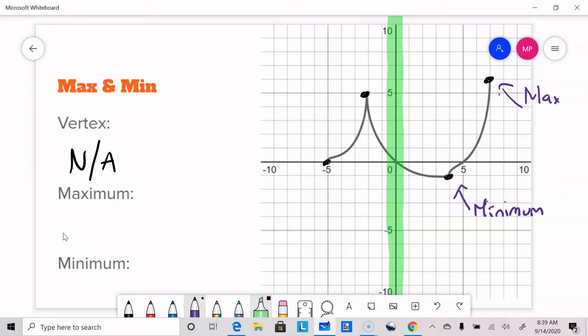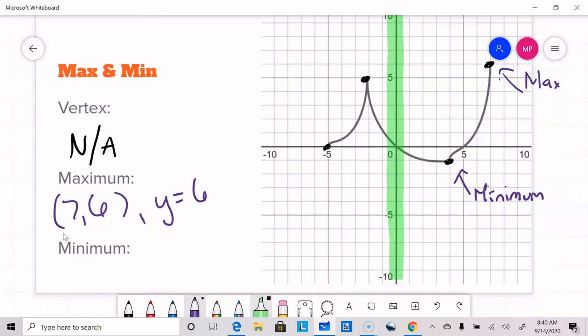So if we look at our maximum, we'll count over 1, 2, 3, 4, 5, 6, 7. So if we're going to make our ordered pair, the x value will be 7. We counted over 7 to the right. And then we're going to count 1, 2, 3, 4, 5, 6 up. So our maximum is (7, 6). Sometimes you'll just see it as y equals 6.